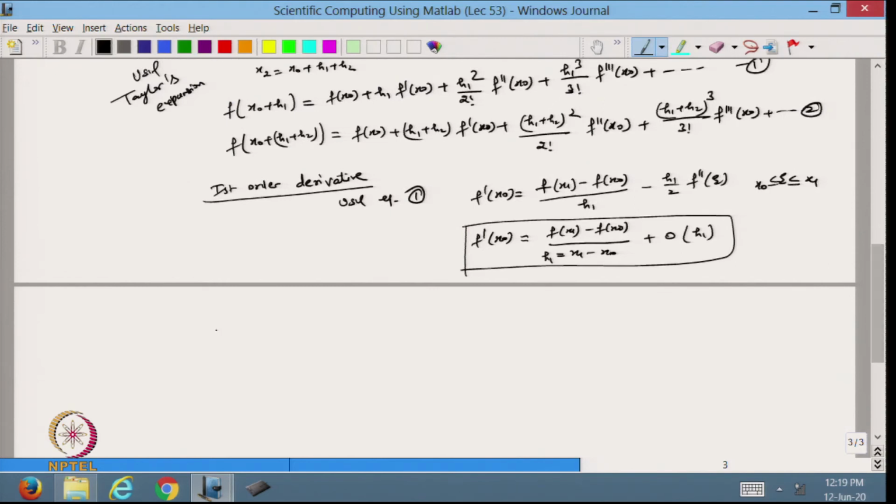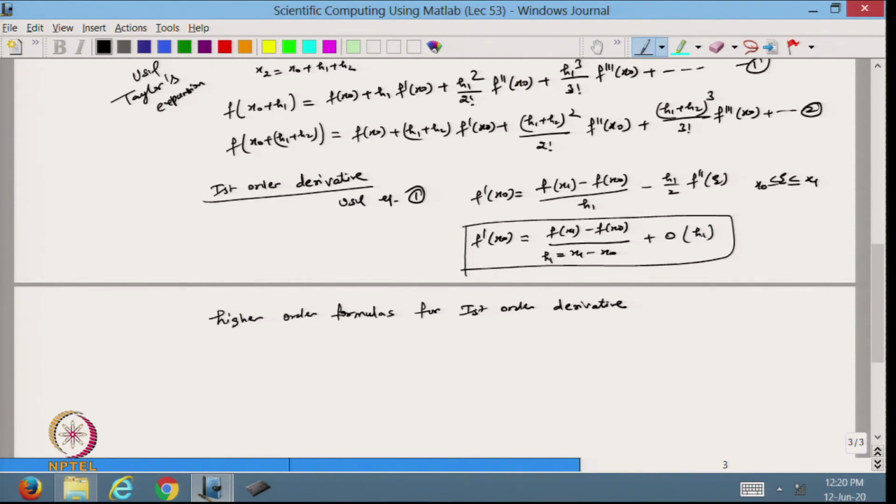Now, similarly, I can define the higher order formula for the first order derivative. For the first order derivative, you see that in this case I have used this one and I am able to get the derivative of the function at x naught with the order of accuracy of the order of h1.